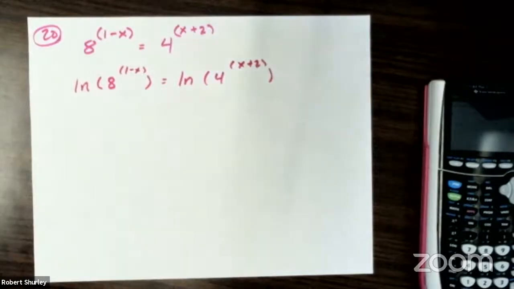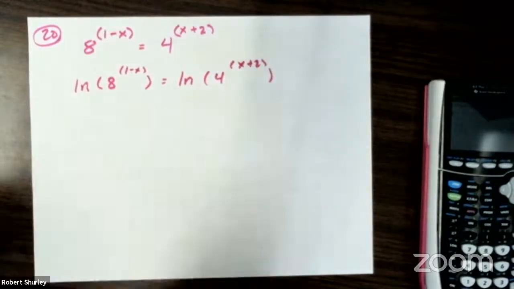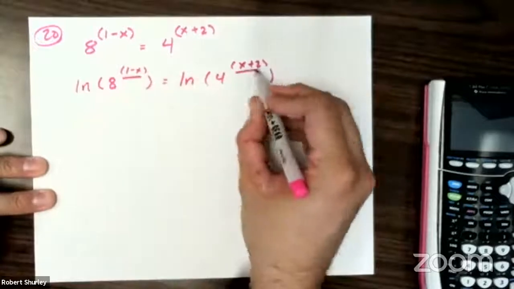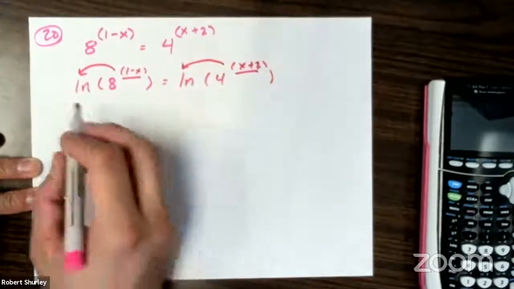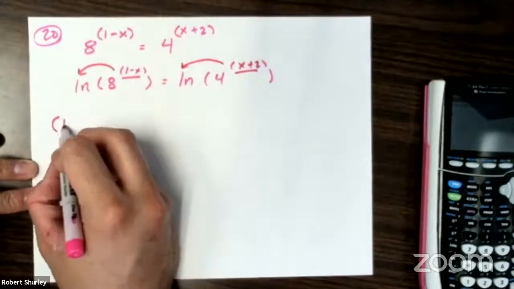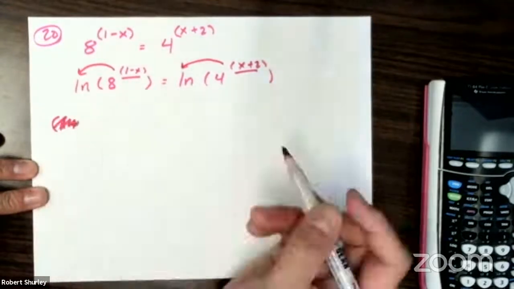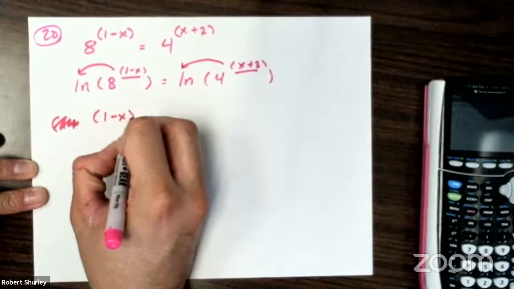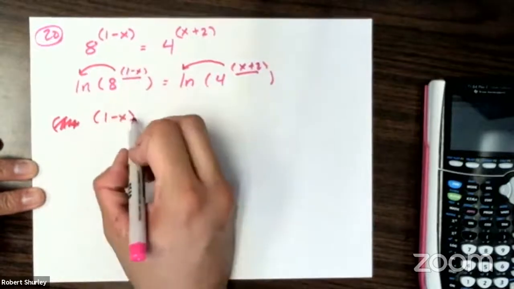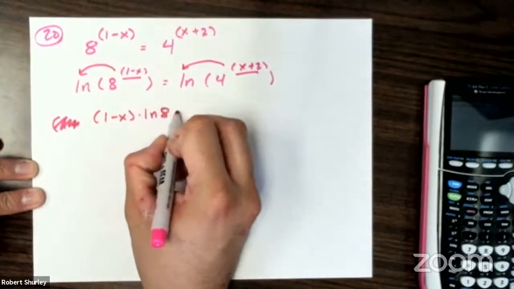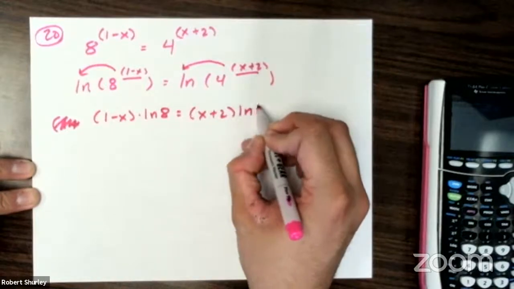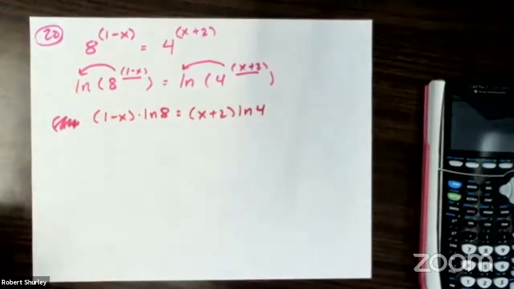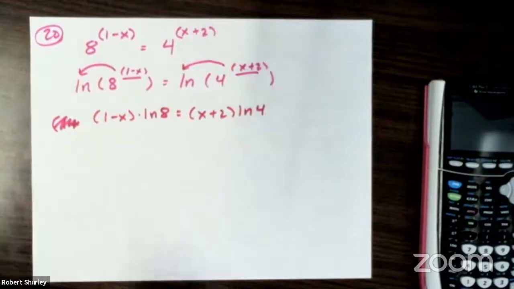Now look, we're going to do this same thing we did before. This whole exponent here is inside the logarithm, so the whole thing is going to come out front. So I'm going to make sure to keep this in parentheses: (1 minus x), right? That was the exponent here, times ln 8 equals (x plus 2) times ln 4. Okay? We brought the exponents out to the front.